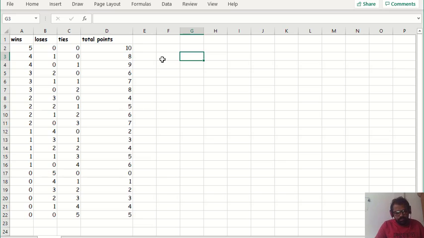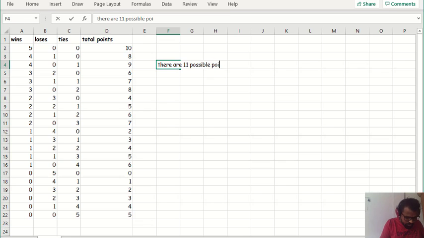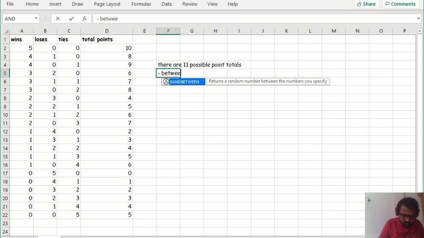We were asked to determine the number of different total points the Aces could have after 5 games. So I think from 0 to 10 everything is here. Look here, 0, 1, 2, 3, 4, 5, 6, 7, 8, 9, 10. There are 11 possible point totals between zero and 10 points.